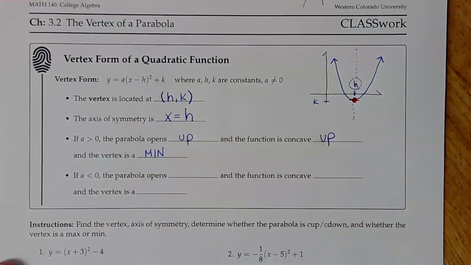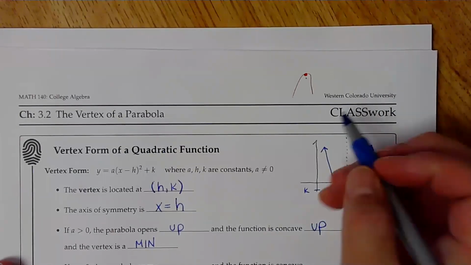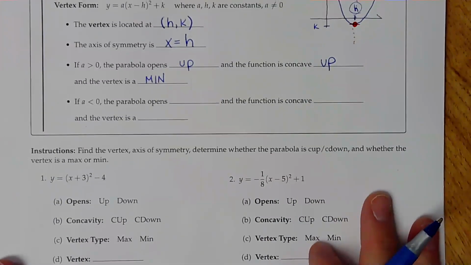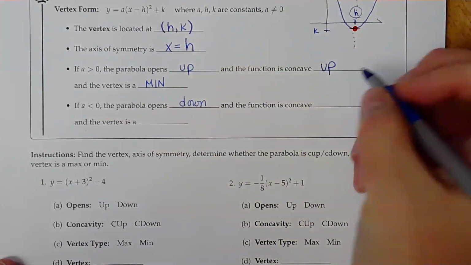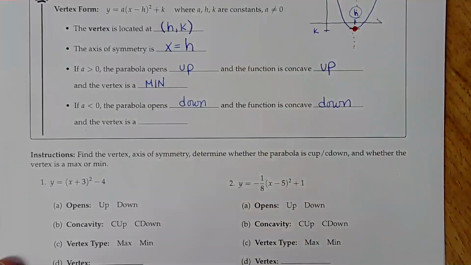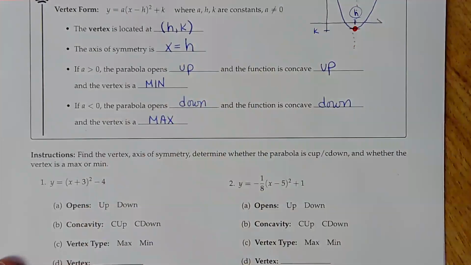And then if our a is less than 0, so we have a negative a, it's going to open upside down. So it's going to look like an umbrella. So we get that our parabola opens down. And that umbrella shape is telling us that we have concave down. And then our vertex is going to be a max. You can get all of that just from that a value, so whatever number is in front of where that x squared is going to be.